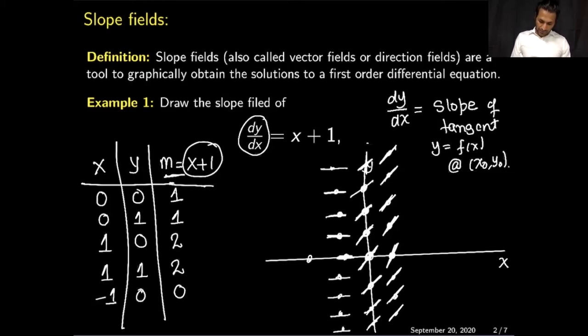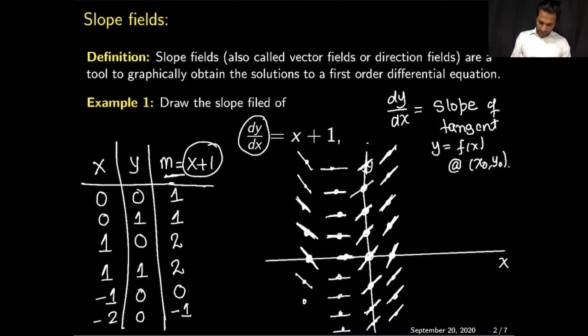Now if you take this point, x is equal to -2, y is equal to 0, this is going to give you -1. So a negative slope means this is the tangent line whose slope is -1. Again, if I take this point where x is equal to -2, y is equal to 1, it's going to give me the slope -1 here. Similarly here, and here.